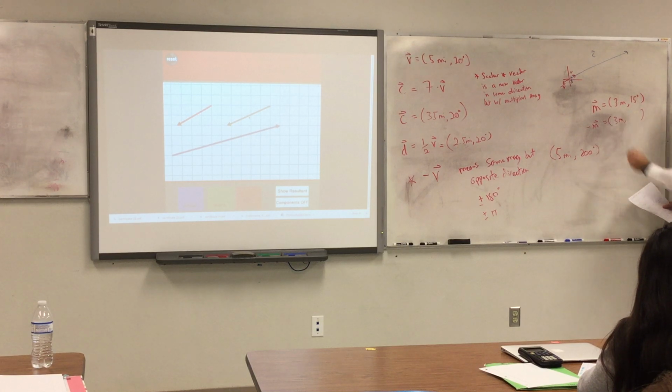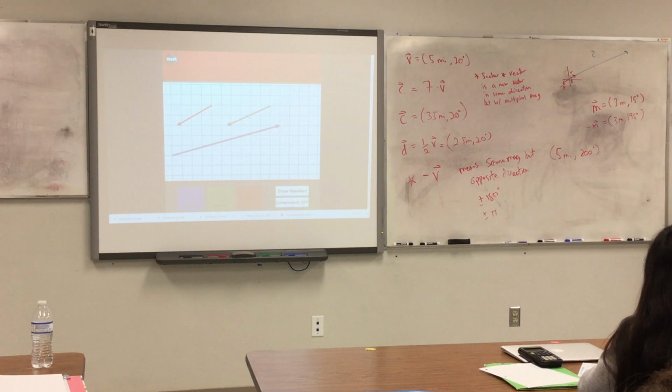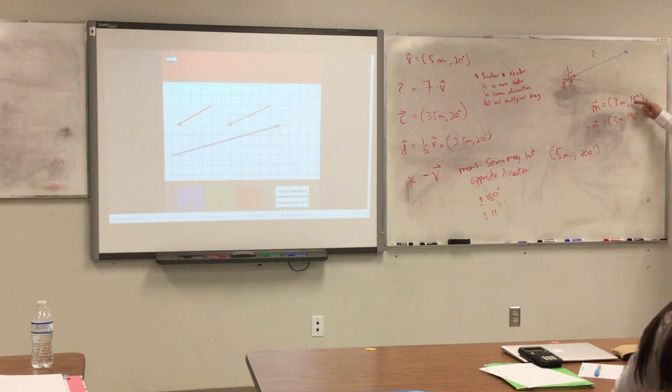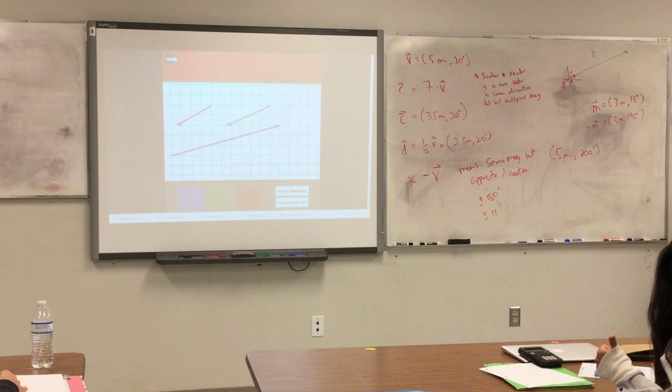3 meters, and 195 degrees. Would you like to do another example, or would you get it? Same magnitude, add 180 or subtract 180. I think we're good. I think we're good on scalar multiplication and negative vectors.